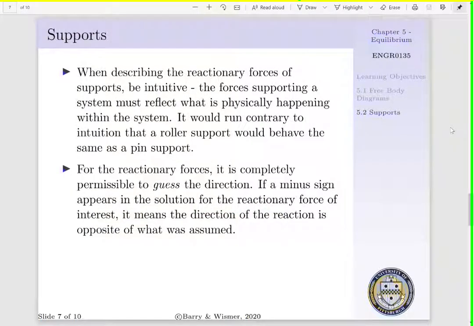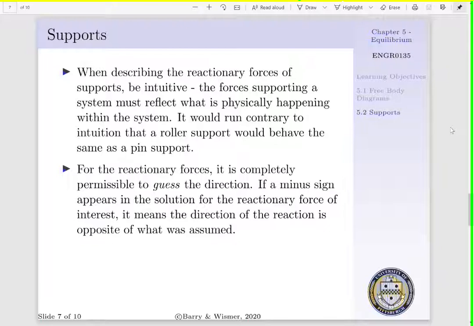When we describe our reactionary forces, we have to be intuitive. That is, when we have a support acting on our system, the reactionary forces that this support is providing have to be physically realistic. That is to say, it would run contrary to our intuition that the roller support in the previous slide would behave the same as our pin support. They are two totally different supports and provide different reactionary forces to our system. Now, in our two figures, we aligned our reactionary forces with our principal directions. That is, Rx was acting in the positive x direction, and our Rys were acting in the positive y direction.